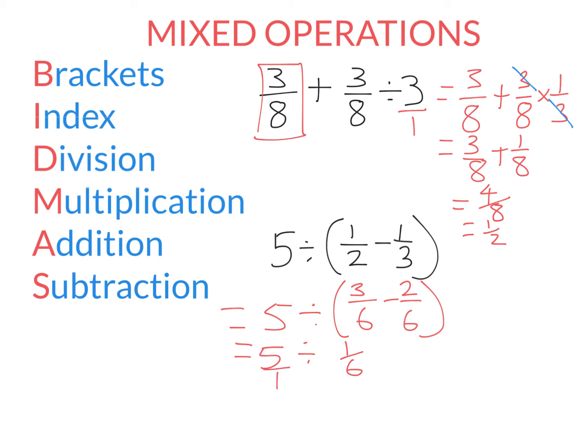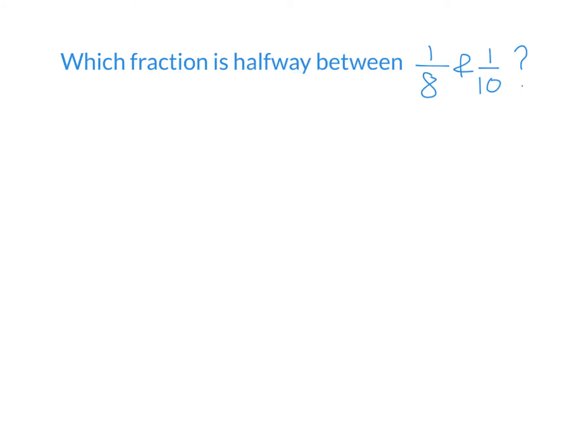Remember, 5 is 5/1. The way I divide fractions is I flip the second fraction and make it a times. So I get 5 times 6 is 30. 1 times 1 is 1. It's 30/1, which is just 30. All right, let's now look at some worded problems. So which fraction is halfway between 1/8 and 1/10?